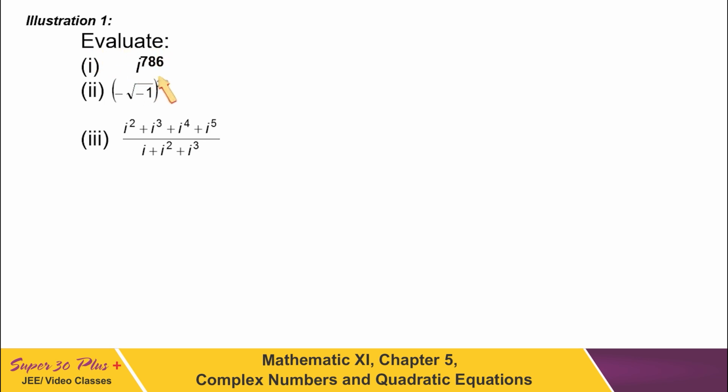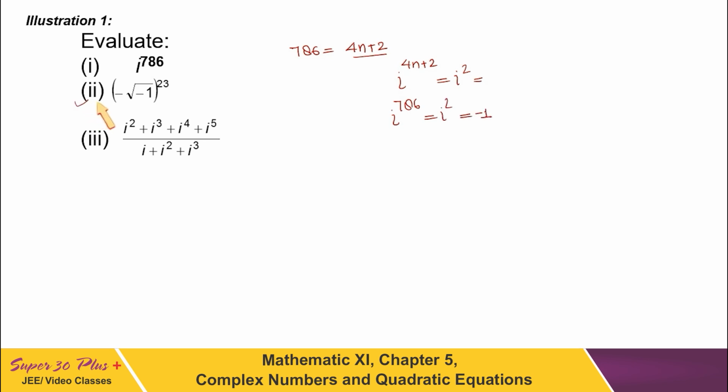Iota to power 786. As we know, 786 is of the 4n plus 2 type. Means iota to power 4n plus 2 is equal to iota square. Then we can say iota to power 786 is equal to iota square. The value is minus 1.